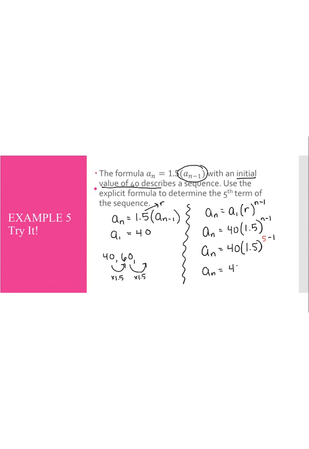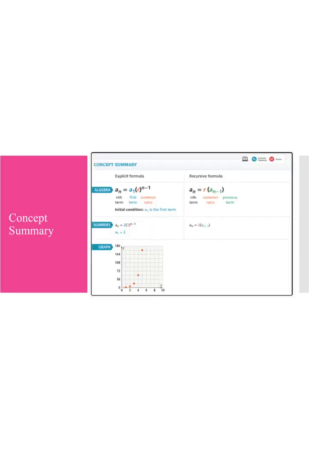Before I type it into my calculator, just because I worry about order of operations, I'm going to do that 5 minus 1, but then you can type this whole thing into your calculator to get, I should have been writing a sub 5 the whole time, 202.5. Once again, you could have used the recursive formula to continue the pattern if you would have liked to.